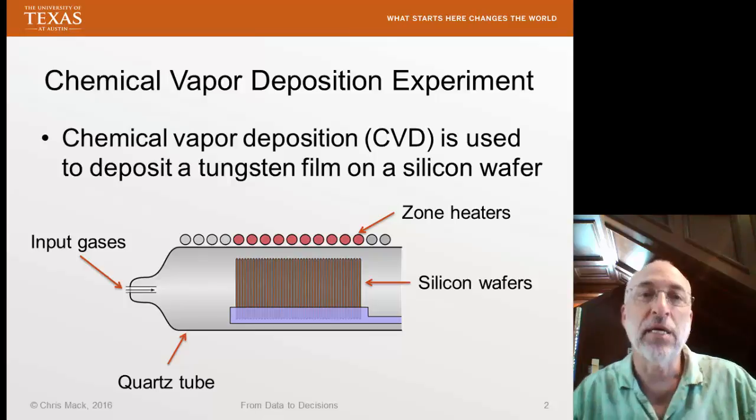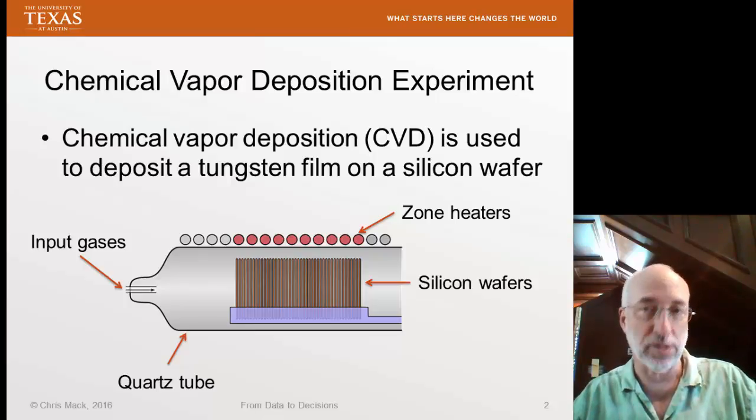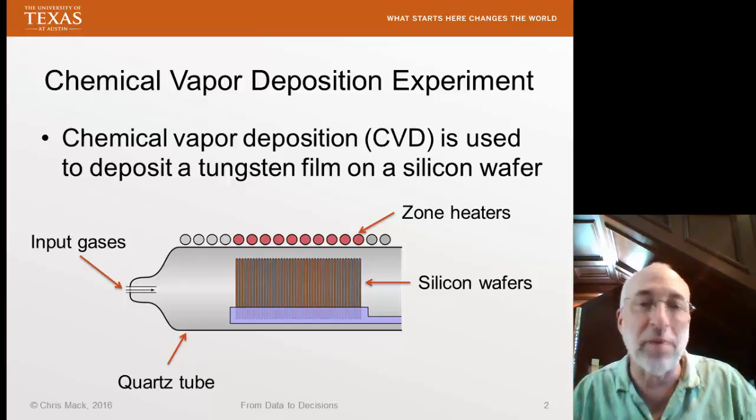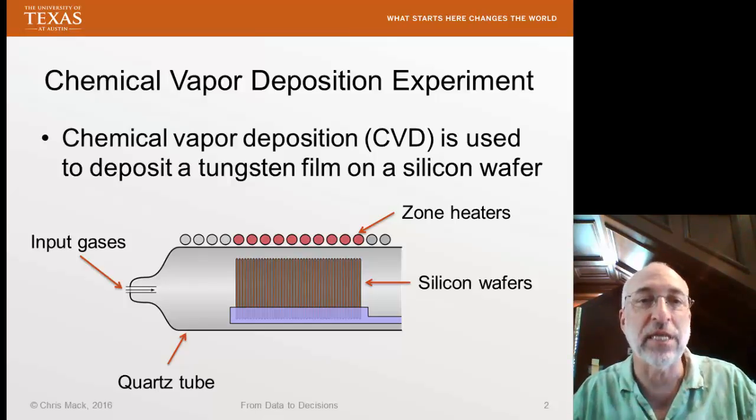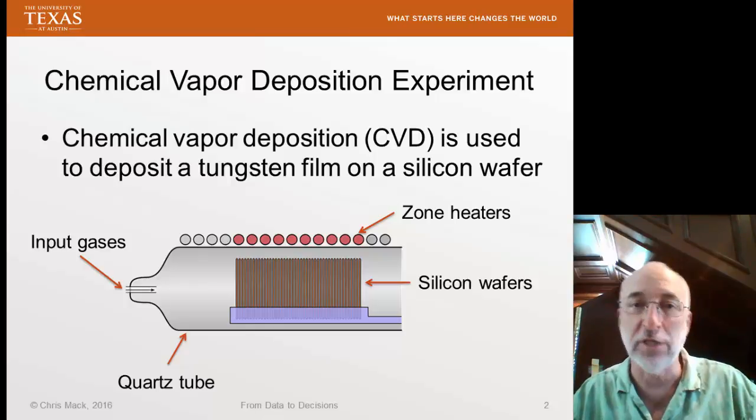And the example I picked is chemical vapor deposition. Now, this is not a topic that you need to worry about in terms of the scientific details in this class. It's just an example that I kind of randomly picked so I could just randomly find an article in the literature and see how it worked.